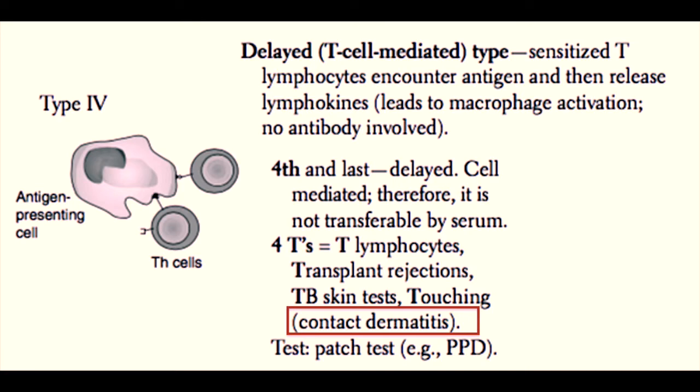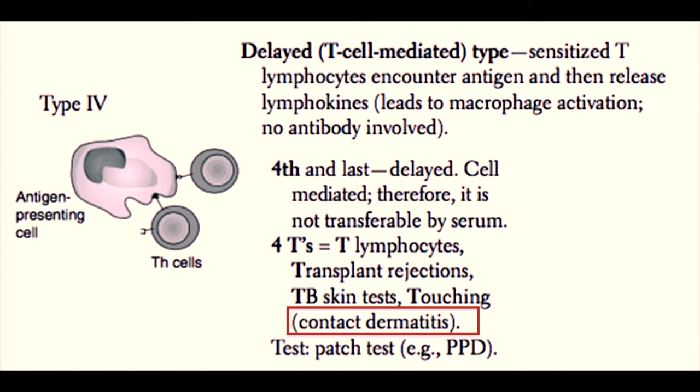This macrophage activation can then lead to the symptoms, the swelling and the rashes that you see with delayed type hypersensitivity. So for this type of hypersensitivity, you want to think about fourth and last. It's delayed. So delayed type hypersensitivity, type 4. It's cell mediated, so it's not transferable by serum. You can't get serum sickness with type 4 hypersensitivity. That you have to have antibodies for.